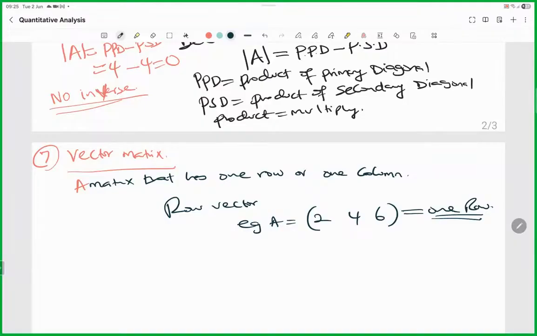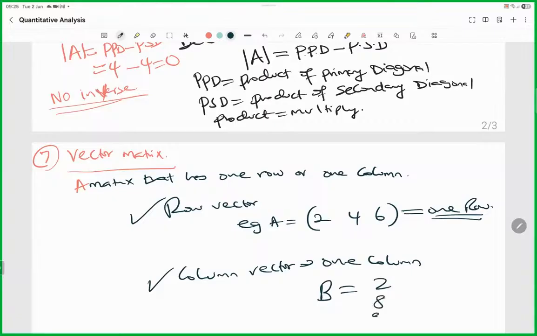And then we have in this case here a column vector. This one has only one column, like B equals 2, 8, 9. So this is a column vector. Any vector matrix is a matrix that has either one row or one column.